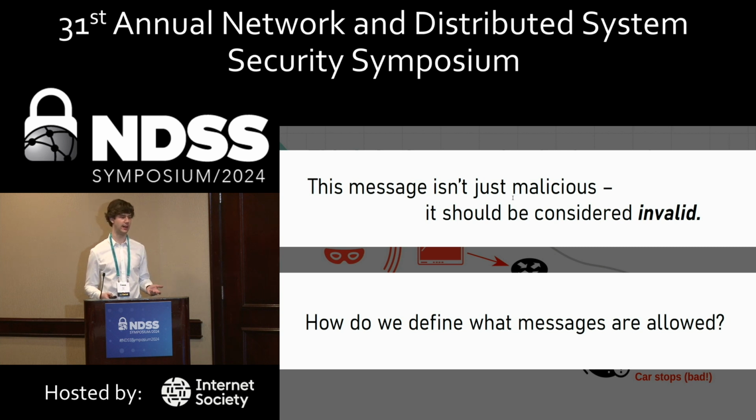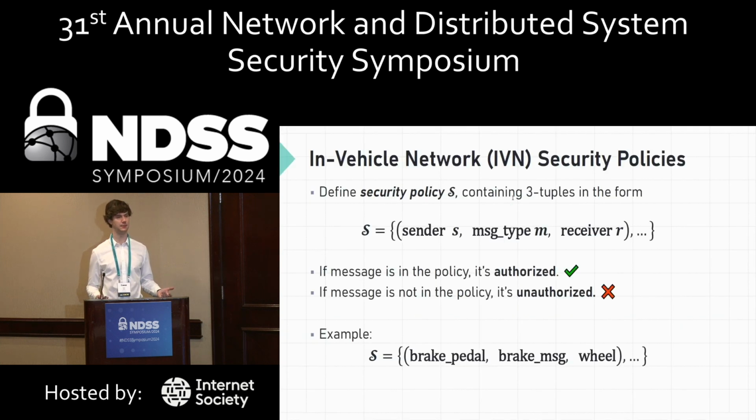Well, we can do that in a really simple way with just a security policy, where a security policy is just a list of all the possible messages that we think should be allowed to occur in the car. So each message would have a sender, a type, and a receiver, where the type is just some number, like a CAN arbitration ID, that describes what the message is. If the message is in the policy, it's authorized, and we expect it to occur. But if it's not in the policy, it's unauthorized. At design time, we've stated we never think this should happen. And ideally, we would block it.